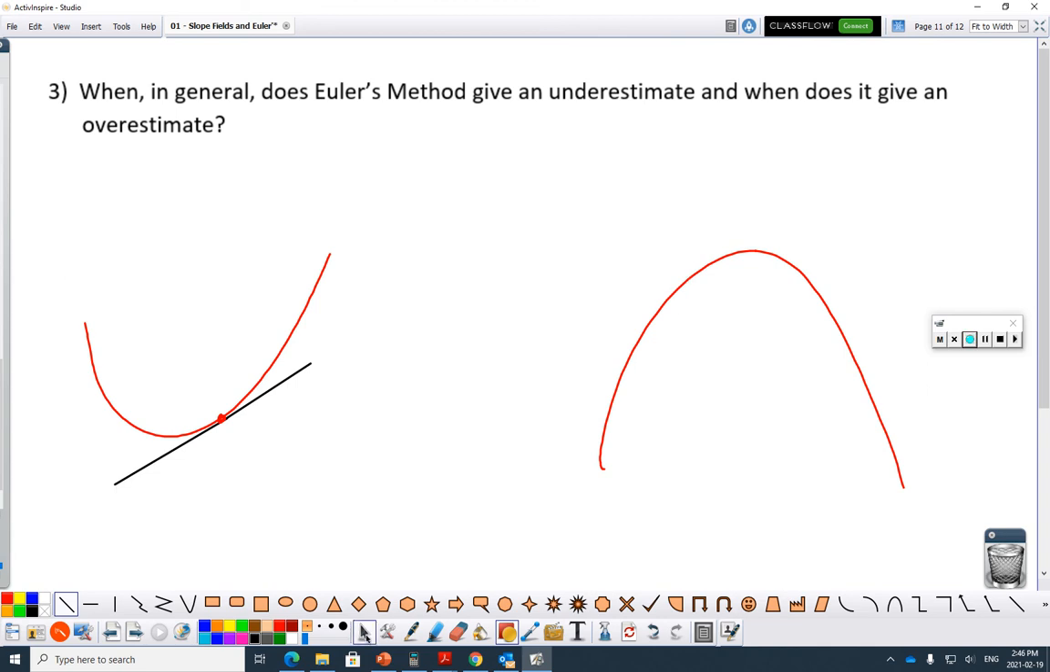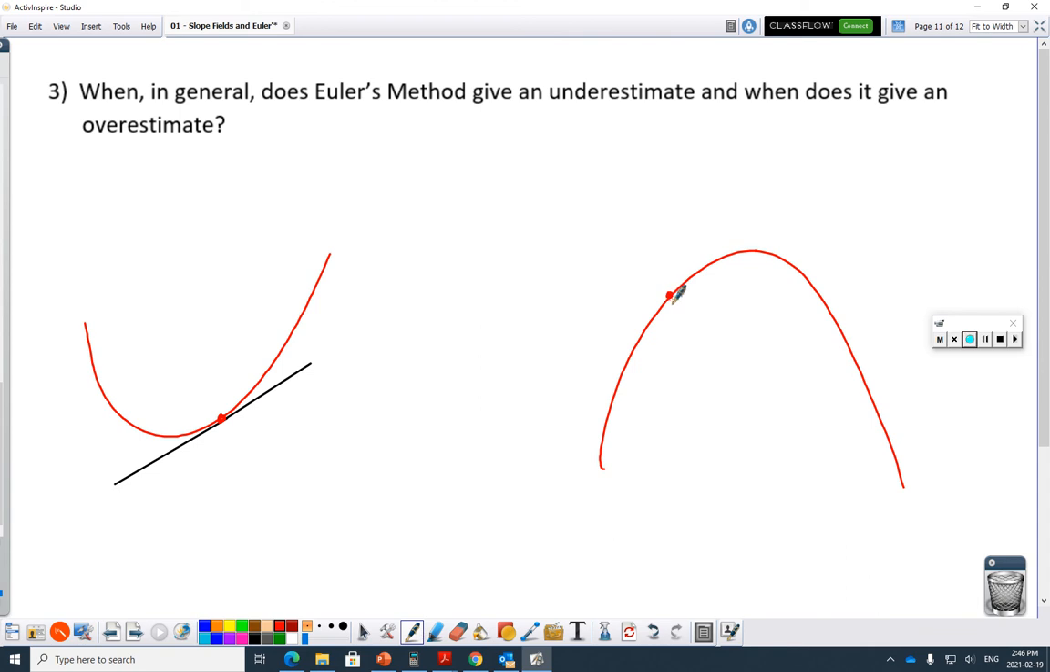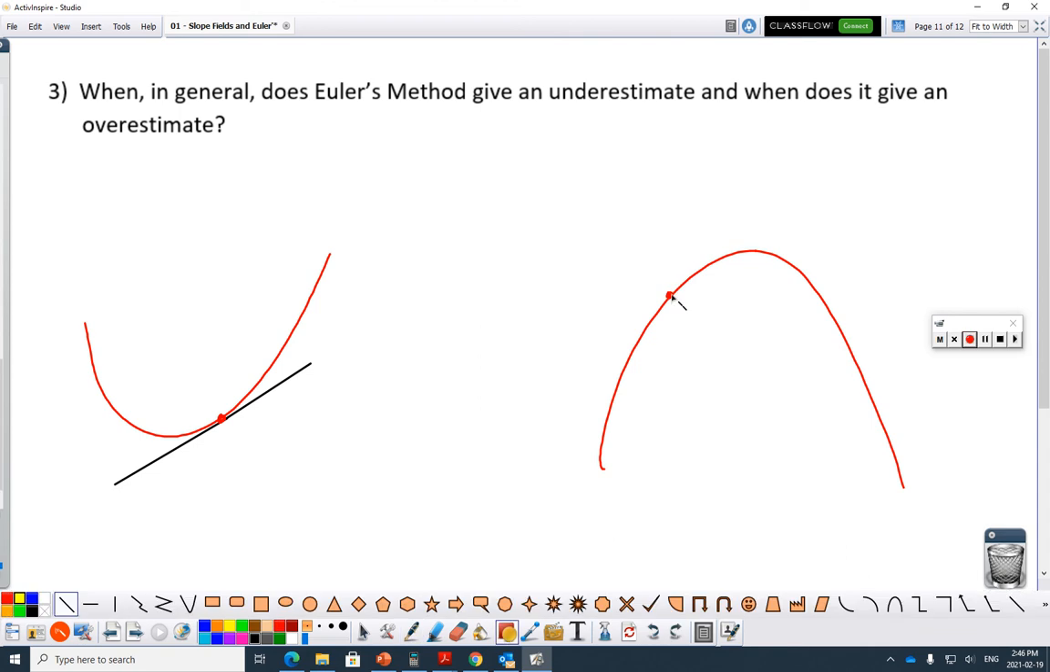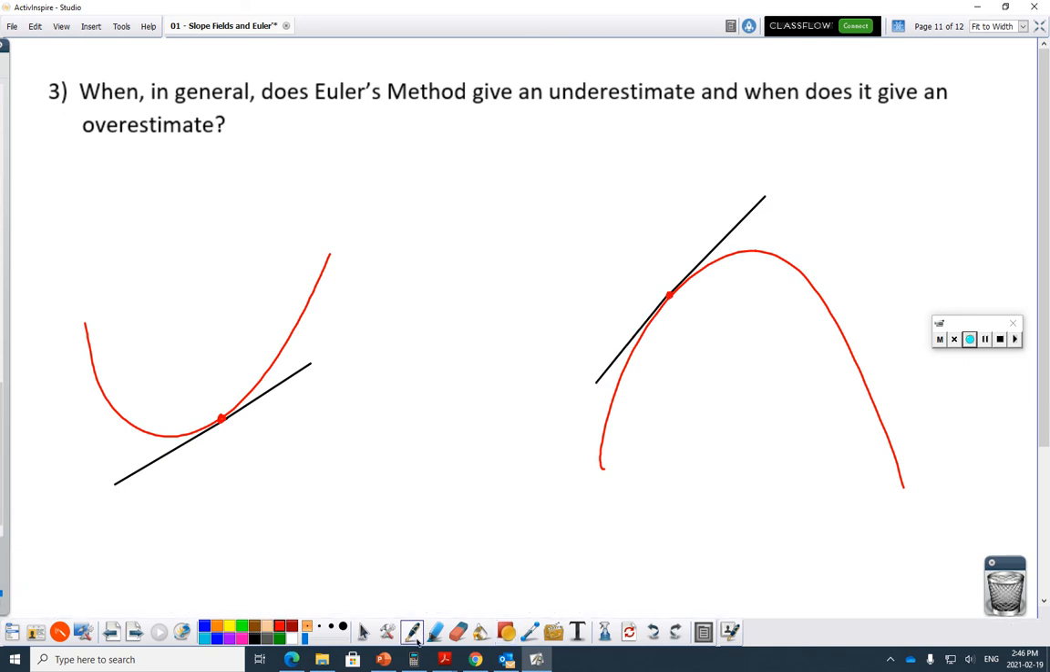And I'll draw another one on here. Another slope of a tangent. So Euler's method is going to just take a tangent slope and use that to estimate what the curve's going to do next. So when we're concave up, and when we're concave down, Euler's method is going to make a slight mistake. When we're concave up, Euler's method is going to underestimate where we should be going. And when we're concave down, it's going to overestimate.